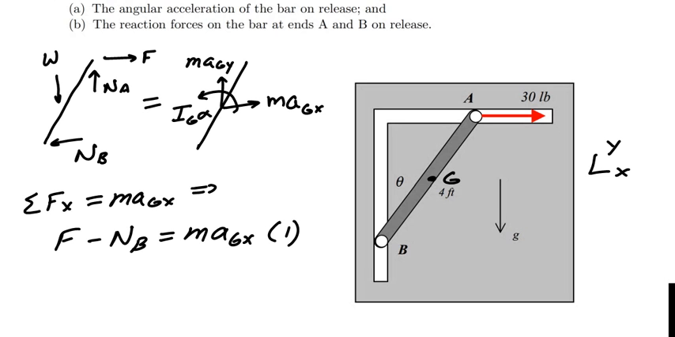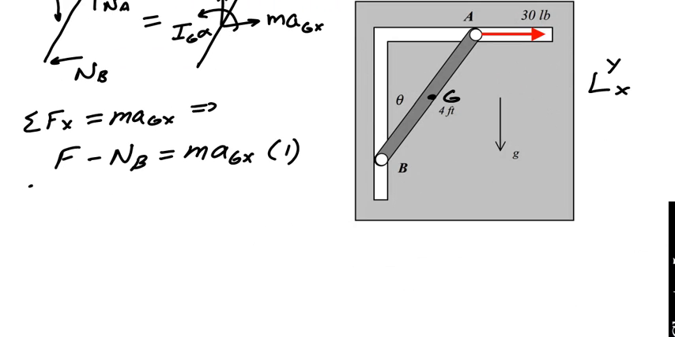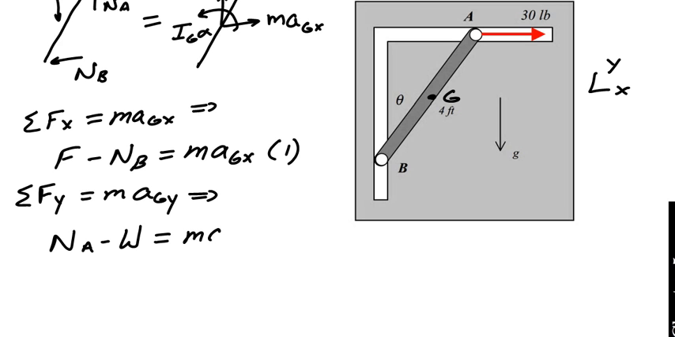I can do a somewhat similar procedure here and sum forces in the y direction. So if I do that, the sum of forces in y is going to equal m times agy. And if I work this out here, I'm going to have that NA minus the weight of the bar W is going to equal m times agy. We can call this equation 2.